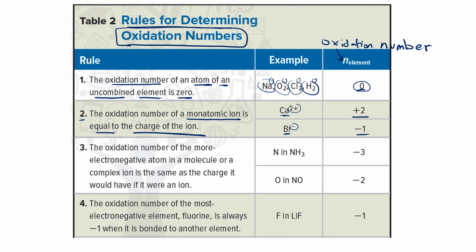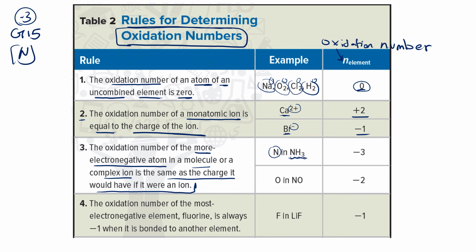Okay. Now, the oxidation number of the more electronegative atom in a molecule or a complex ion is the same as the charge it would have if it were an ion. What does that mean? For example, N in NH3، في هذا المركب، لأنه ال N عندها electronegativity أكبر من ال H، لو تتذكرون شفناها قبل شوي. فنروح نشوف وين ال N. ال N موجودة in group 15. This is N. Group 15 عندهم شحنة -3. That's why its oxidation number will be -3.